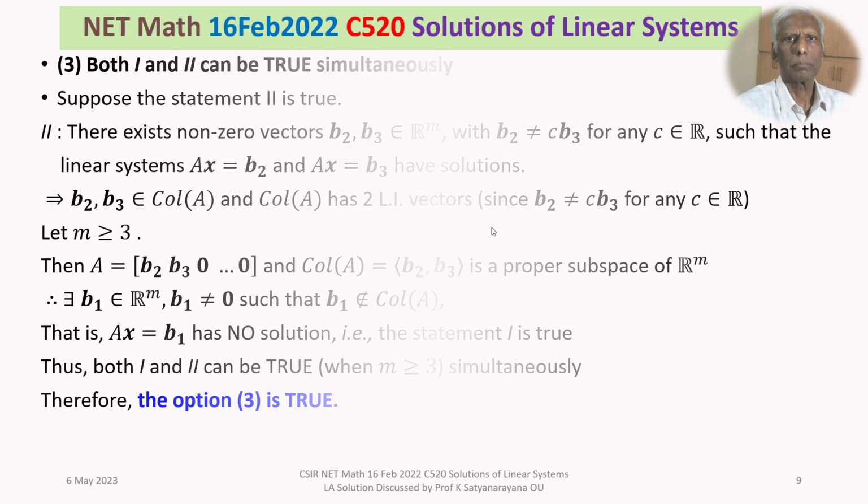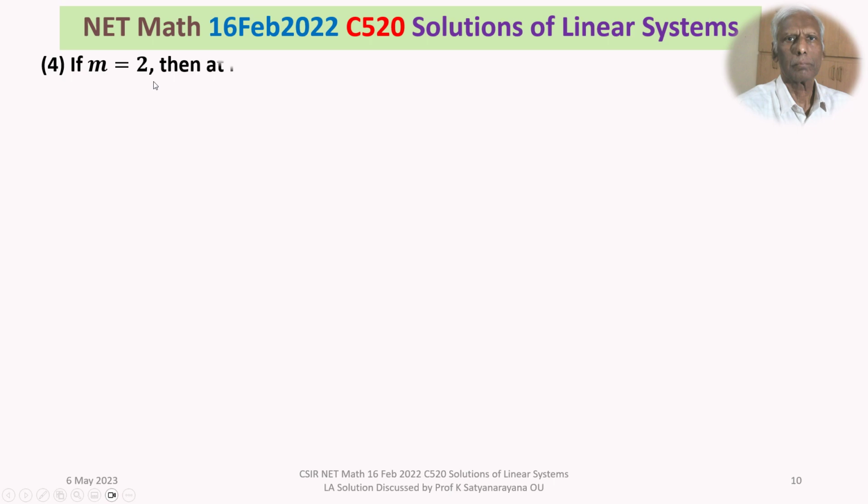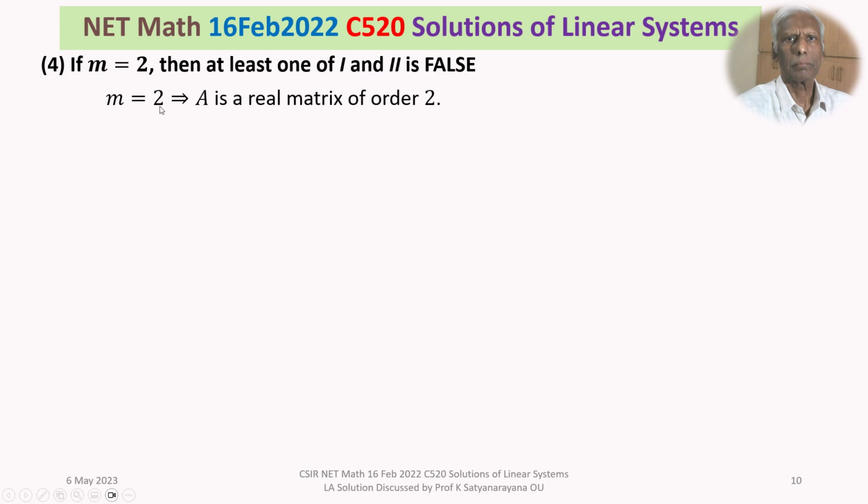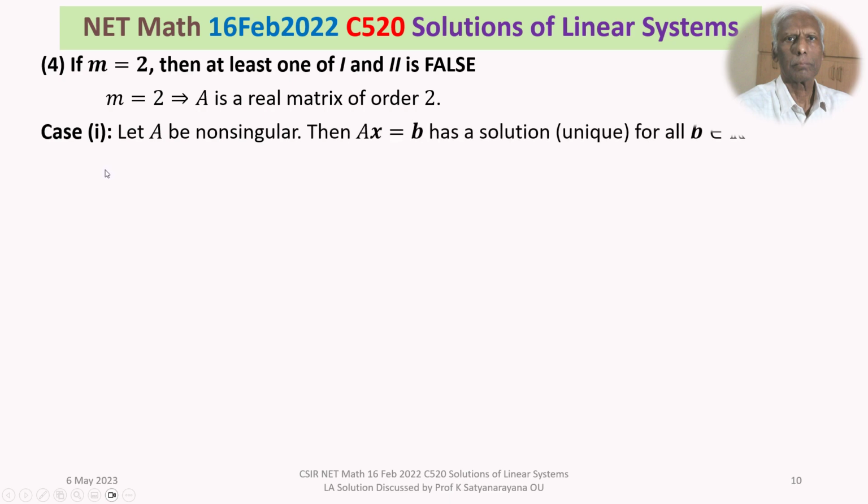So move to the next option. Option 4: if m is equal to 2, that means A is a 2 by 2 real matrix, then at least one of the statements 1 and 2 is false. So m is equal to 2 means A is a real matrix of order 2. So we deal with two cases. Case 1 is when A is non-singular. Case 2 is when A is singular.